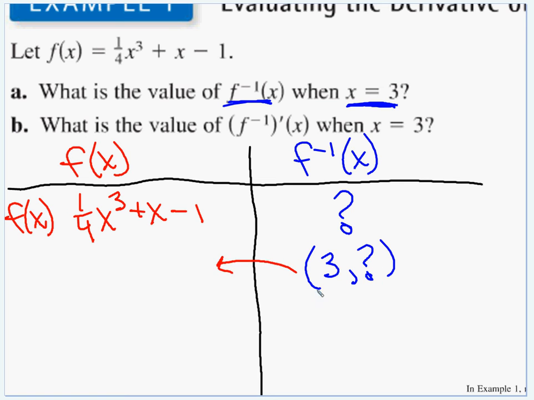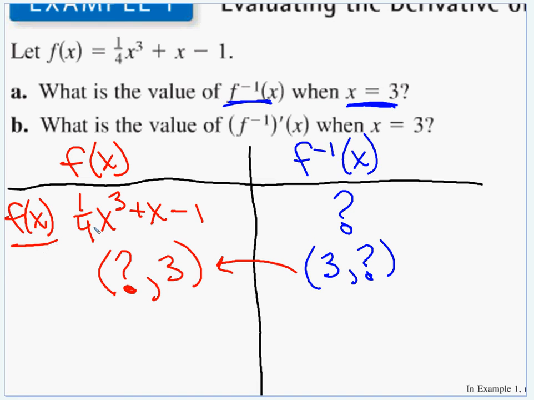If (3, question mark) is on the inverse, then that means over here there's some x value that's going to give us an output of 3. Can we figure out what that x value is going to be? Absolutely. Usually these problems are designed to be solved. We can just try a little plugging and chugging. F of x is up here.